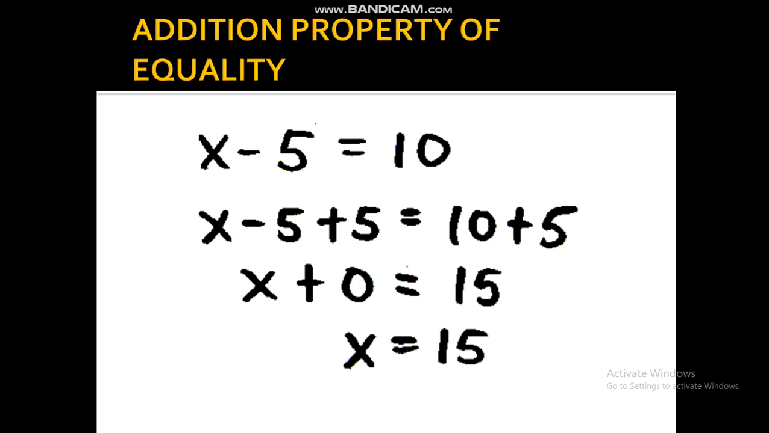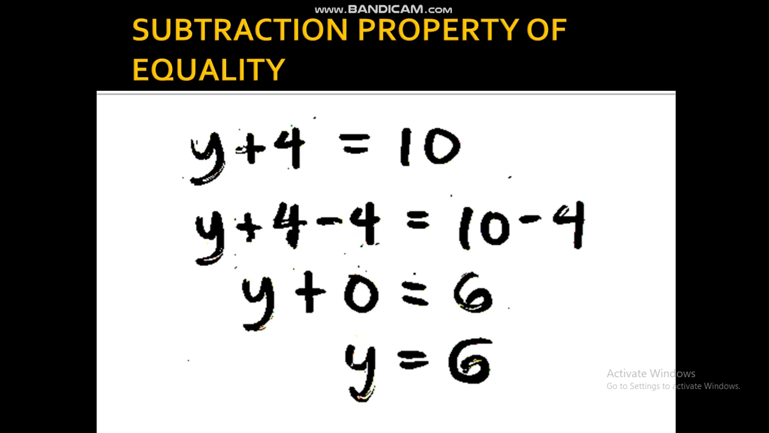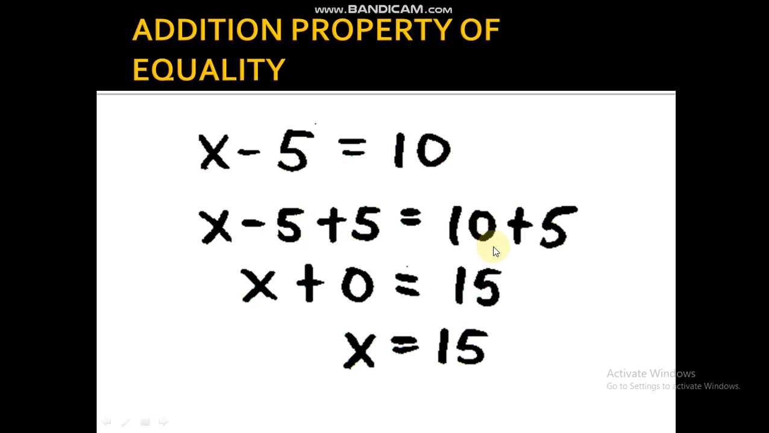We add 5 on the left hand side. We also add 5 on the right hand side. So in the third step, we have on the left side x plus 0, and on the right hand side we have 15 as the sum. On the left hand side, if you add any variable by 0, the variable remains itself. So in the last step, you have x equals 15. This is the value of our variable.